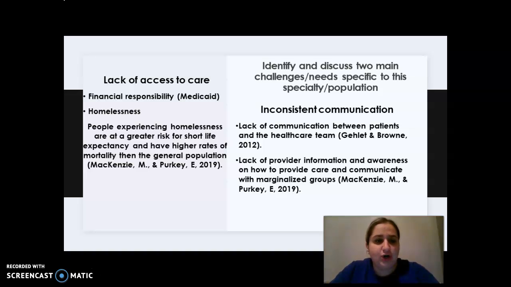So if a patient were to have no income or they're experiencing homelessness, they wouldn't have the accessibility to be on a hospice unit. So the article that I chose focused on homelessness in people who were at the end of life stage. People experiencing homelessness are at a greater risk for short life expectancy and have higher rates of mortality than the general population. So that is definitely a barrier and a big challenge when working with this population.